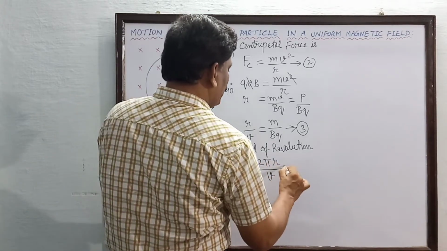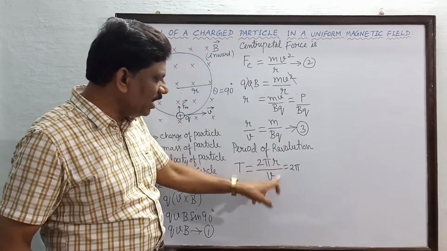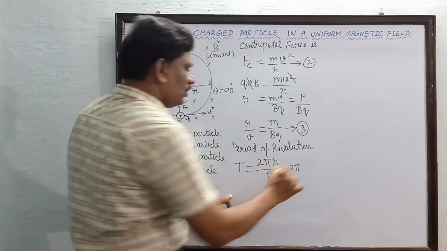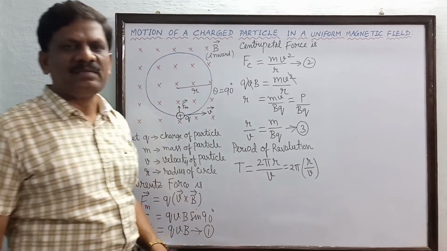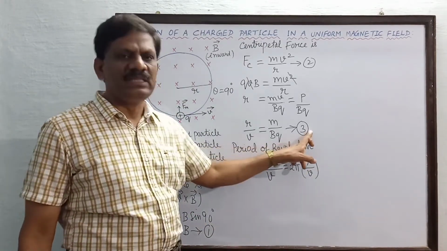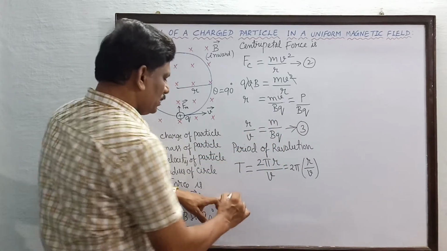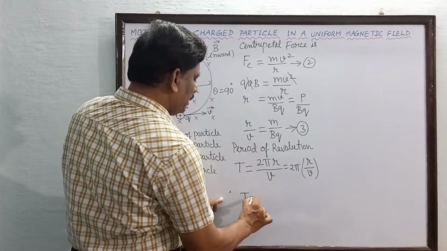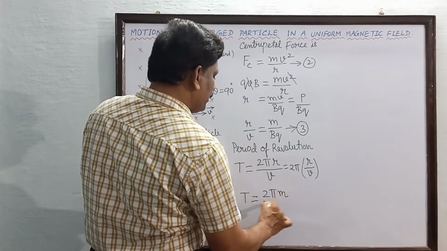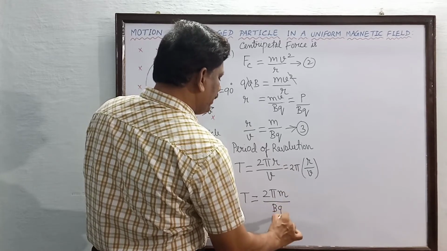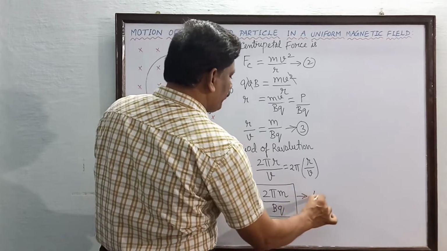So this is now equal to 2 pi into r by v, you see, r by v, is it not? So in a bracket I will write r by v. I am going to substitute for this r by v from equation 3. So what is r by v? It is equal to m divided by BQ. Okay, therefore this T is now equal to 2 pi m divided by BQ. 2 pi m divided by BQ. And this is equation 4.